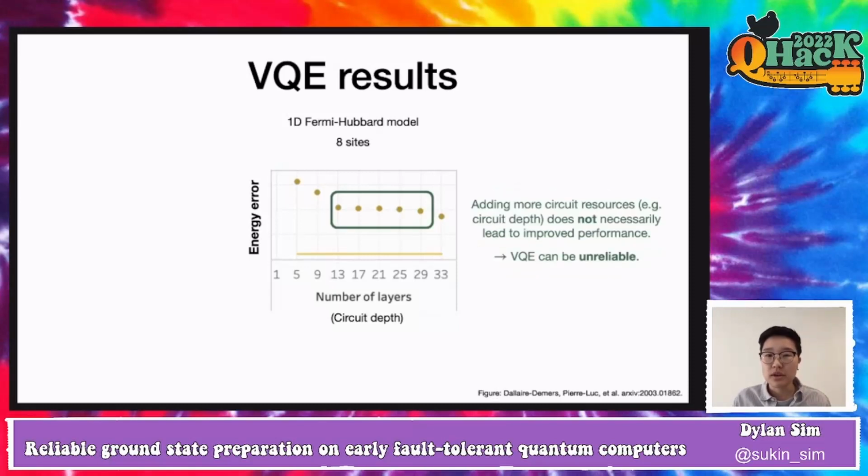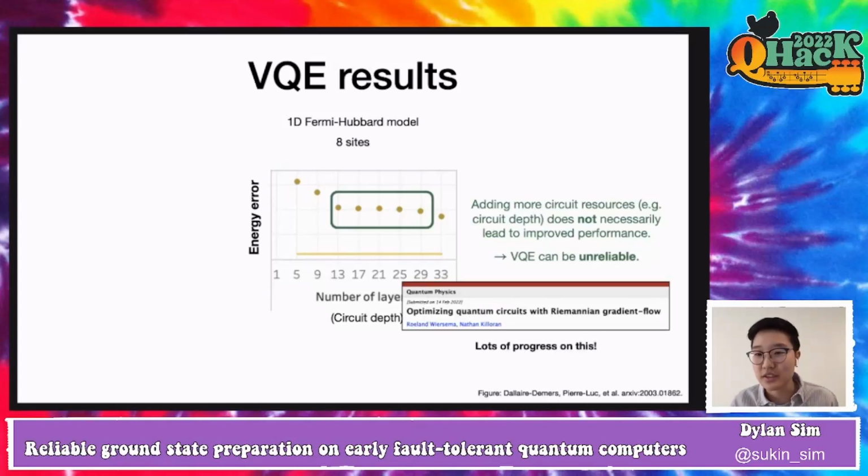And so to summarize what we're seeing here, we again see that adding more circuit resources, such as the circuit depth, does not necessarily lead to improved performance. And another way of saying that, or at least the term that we started using, is the fact that VQE or VQE-like algorithms can be quite unreliable.